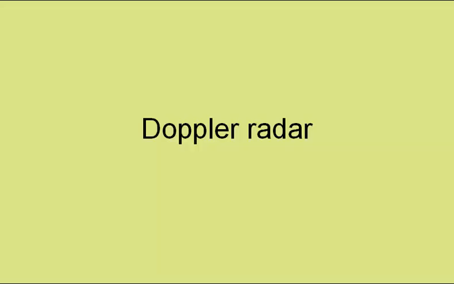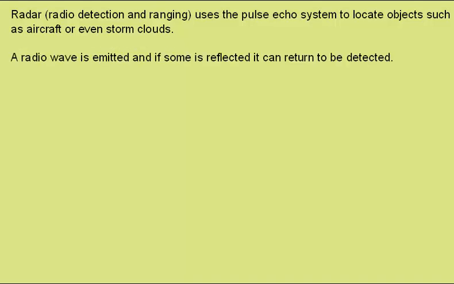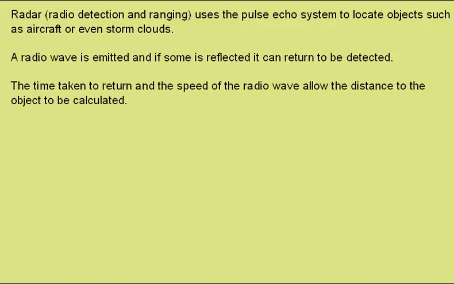Doppler radar. Radar, which stands for radio detection and ranging, uses the pulse echo system to locate objects such as aircraft or even storm clouds. A radio wave is emitted, and if some is reflected, it can return to be detected. The time taken to return and the speed of the radio wave allow the distance to the object to be calculated. This is covered in more detail on the video called Pulse Echo.